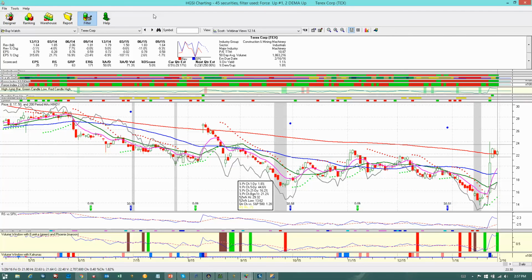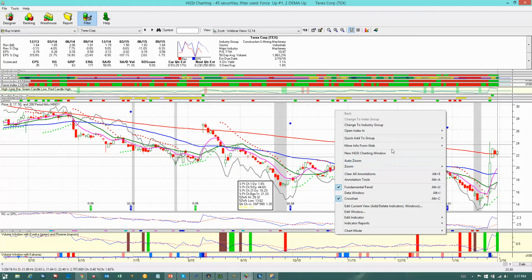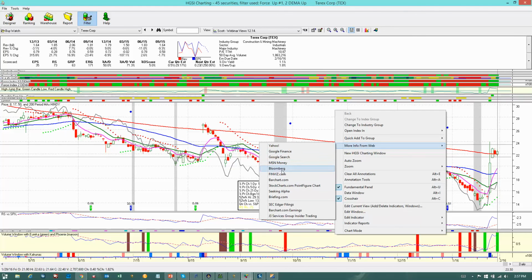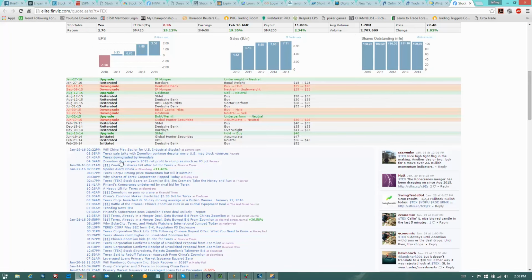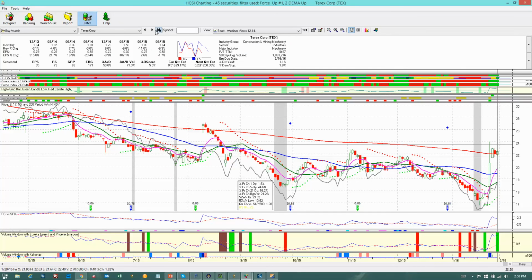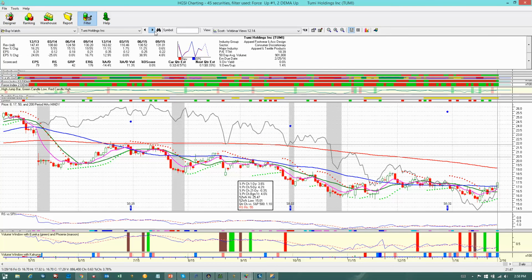Terex had a big gap up. I don't know if they pre-announced or what. Let's see if we can figure that out. I don't think their earnings are out. Oh, somebody put in a bid for them. We'll skip that one.